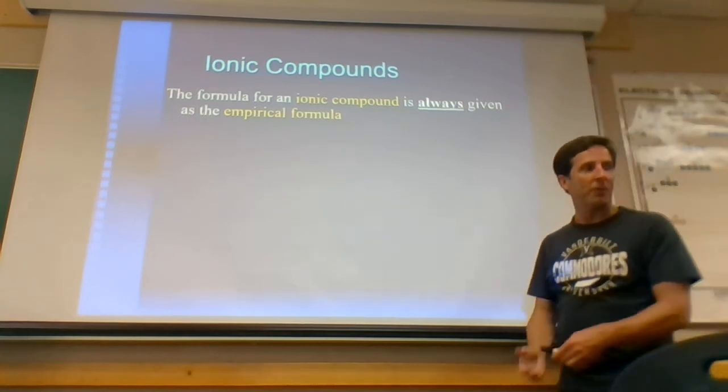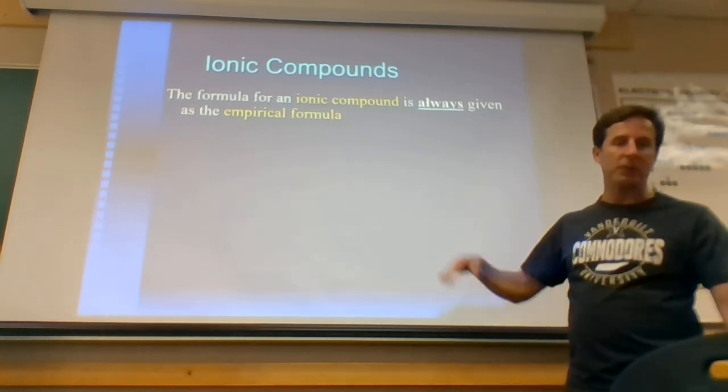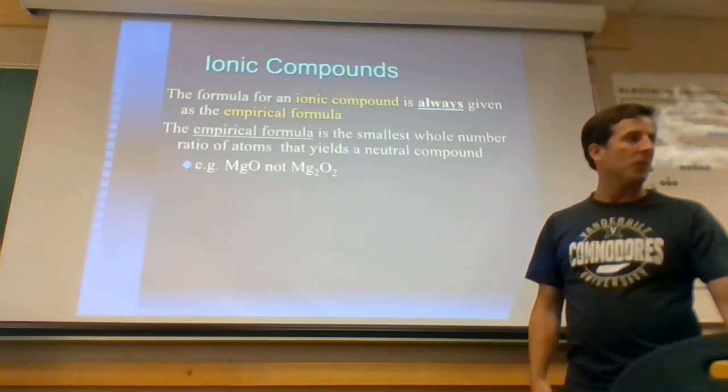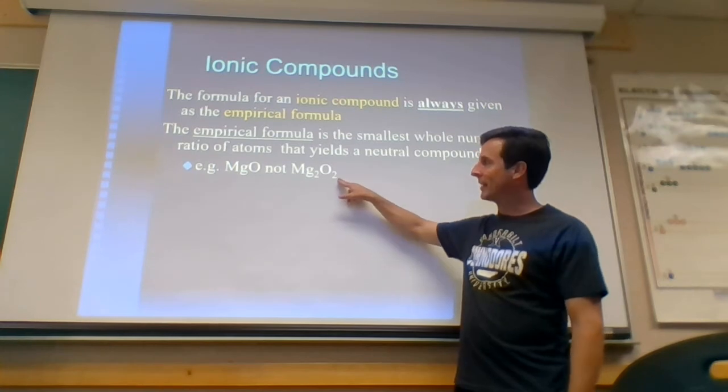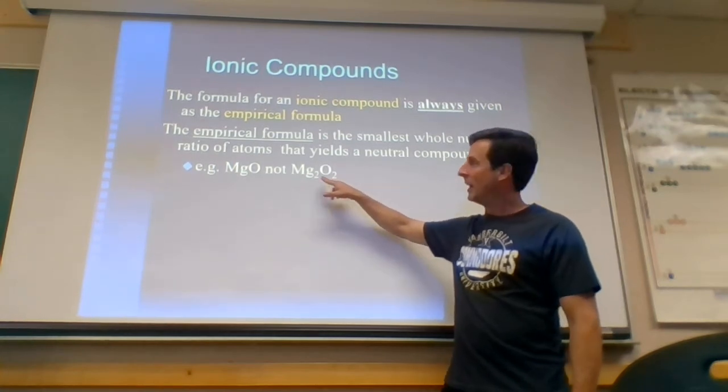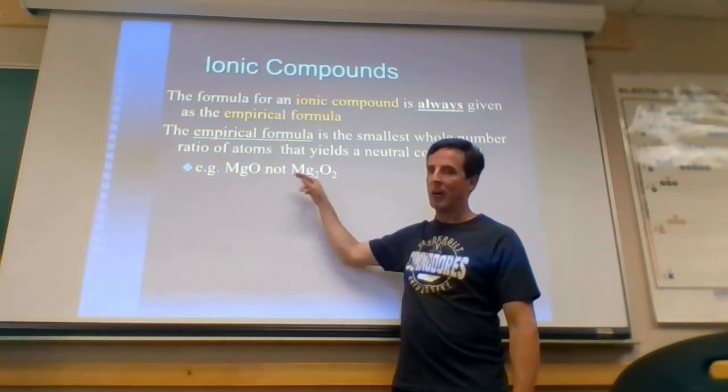Okay? So when we write a formula for an ionic compound, it has to be the empirical formula, which is the lowest ratio possible. So if I'm combining magnesium and oxygen, I can't write MgO2. That's not right. Mg2O2, that's wrong. It needs to be MgO. 1 to 1, not 2 to 2.